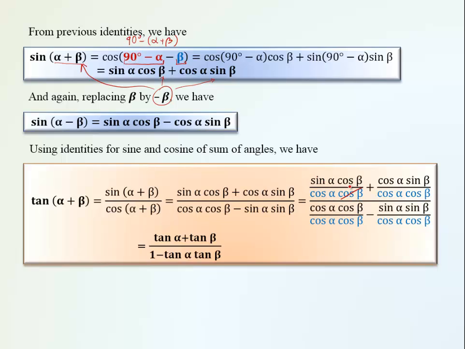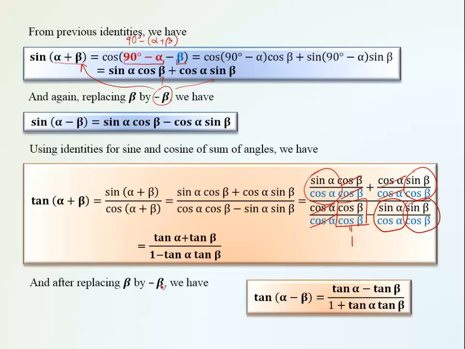Let's observe. Here we cancel cosine beta, so we end up with sine alpha over cosine alpha, which is really tangent alpha. Over there we cancel cosine alpha, so we have sine beta over cosine beta, which is really tangent beta. In the bottom we cancel cosine alpha, so we have cosine beta over cosine beta, which is actually 1. And finally, sine alpha over cosine alpha is tangent alpha, and sine beta over cosine beta is tangent beta. So we end up with this formula. Tangent of sum of angles is tangent of the first angle plus tangent of the second over 1 minus the product of the tangents of the two angles.